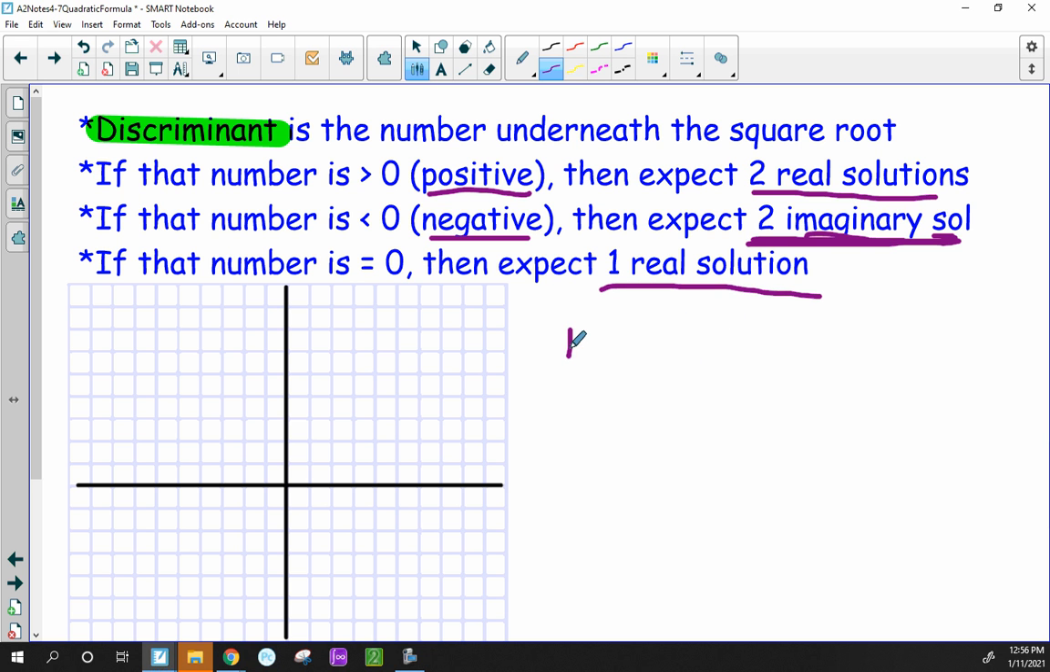So the b squared minus 4ac, which is called the discriminant, and is the number underneath the radical, that particular value is going to tell you how many answers to receive and what type they are, whether they're real or imaginary.